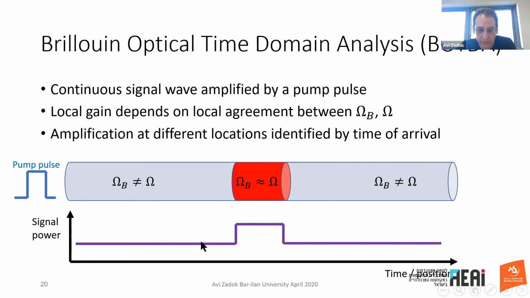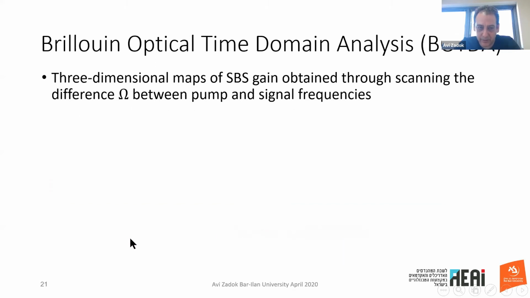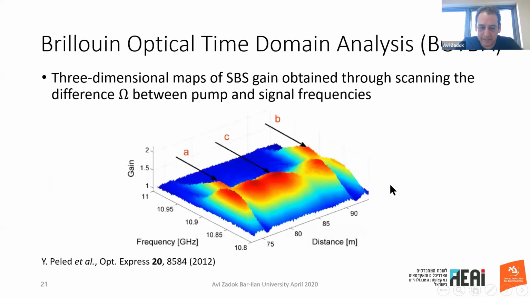So if we want to gather more information, we can change that omega, we can change the difference between optical frequencies of pump and signal, repeat the experiment, and probably get a different trace. When we analyze a collection of such traces, we end up with more complete information regarding the SBS processes in each and every position along the fiber. At the end of the day, we end up with maps like this.